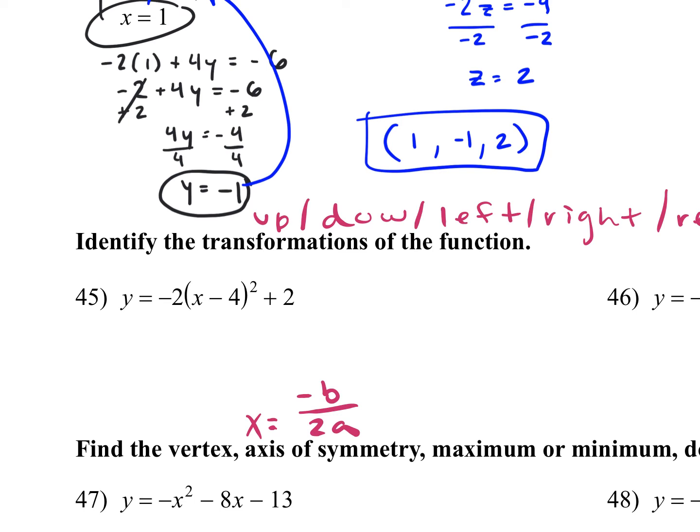45. So here we just have to identify our transformations. What does this negative do? Reflection. What about the 2? Stretch. What about minus 4? Right 4. And plus 2? Up 2. Awesome.